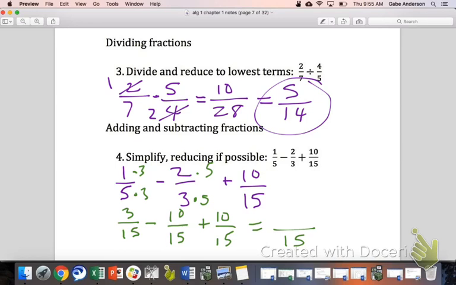What is 3 minus 10? -7. -7 plus 10 is 3. Yeah, so we have 3/15, and 3/15 actually reduces, doesn't it? Down to 1/5. So our final answer here, as we evaluate this, would be 1/5, 1 over 5.